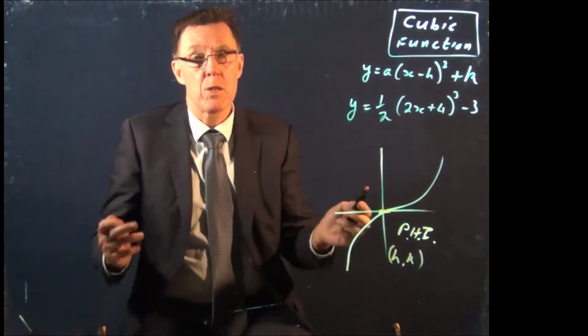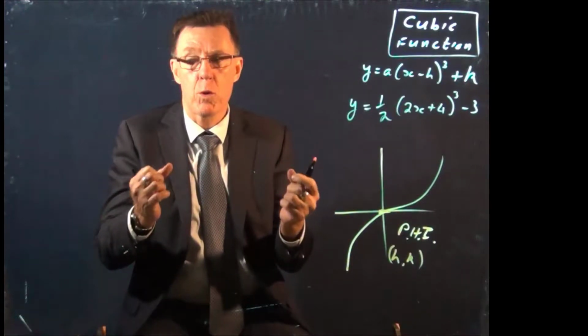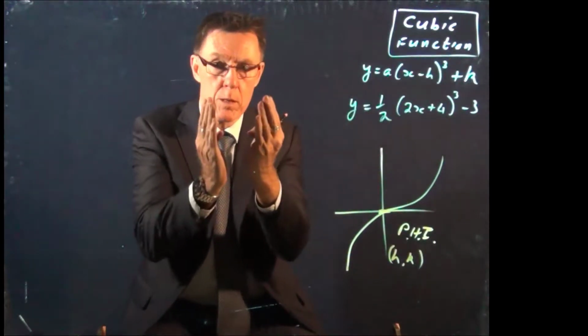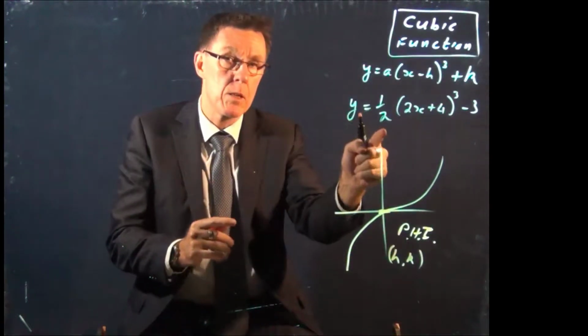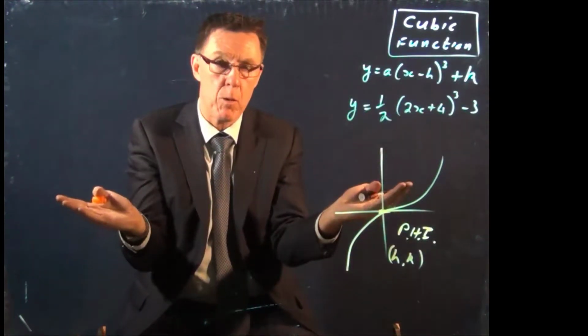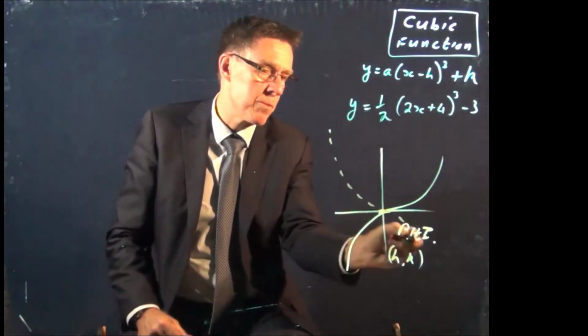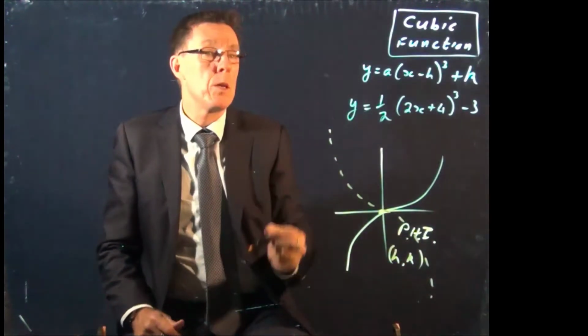The a value, once again, is a dilation factor, just like with quadratics. Numbers bigger than 1 would bring the graph closer to the y-axis, make it skinnier. Numbers less than 1 would make it fatter, away from the y-axis. Negative numbers will make it go the opposite direction. And that's all you need to know.